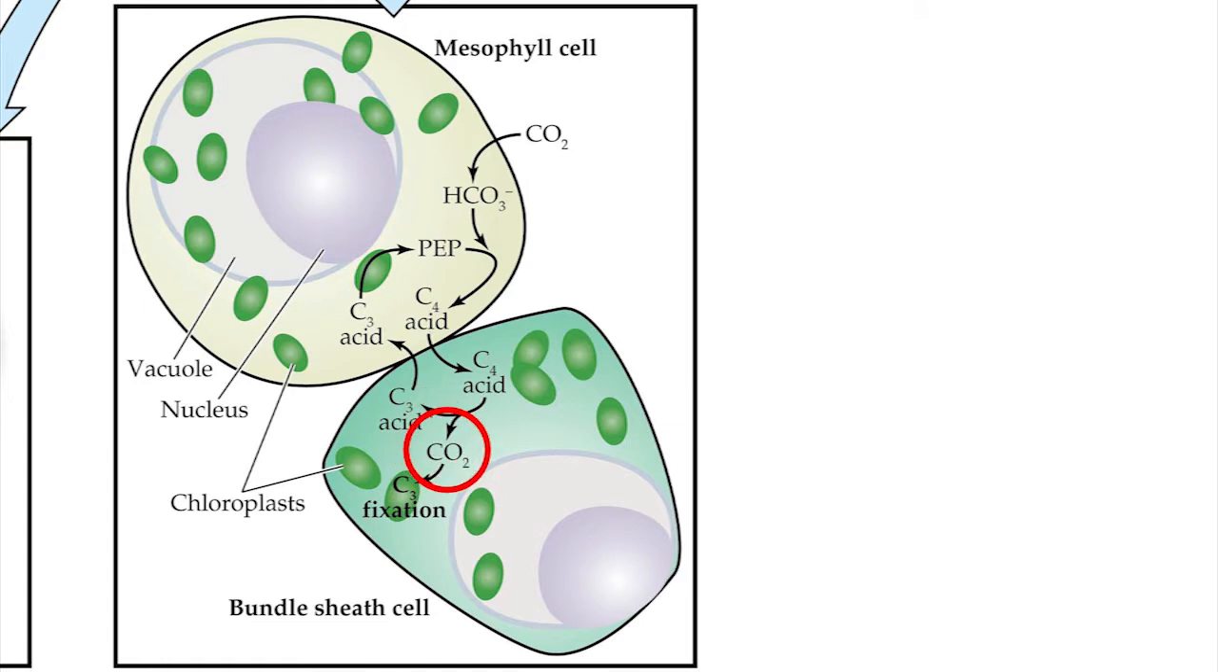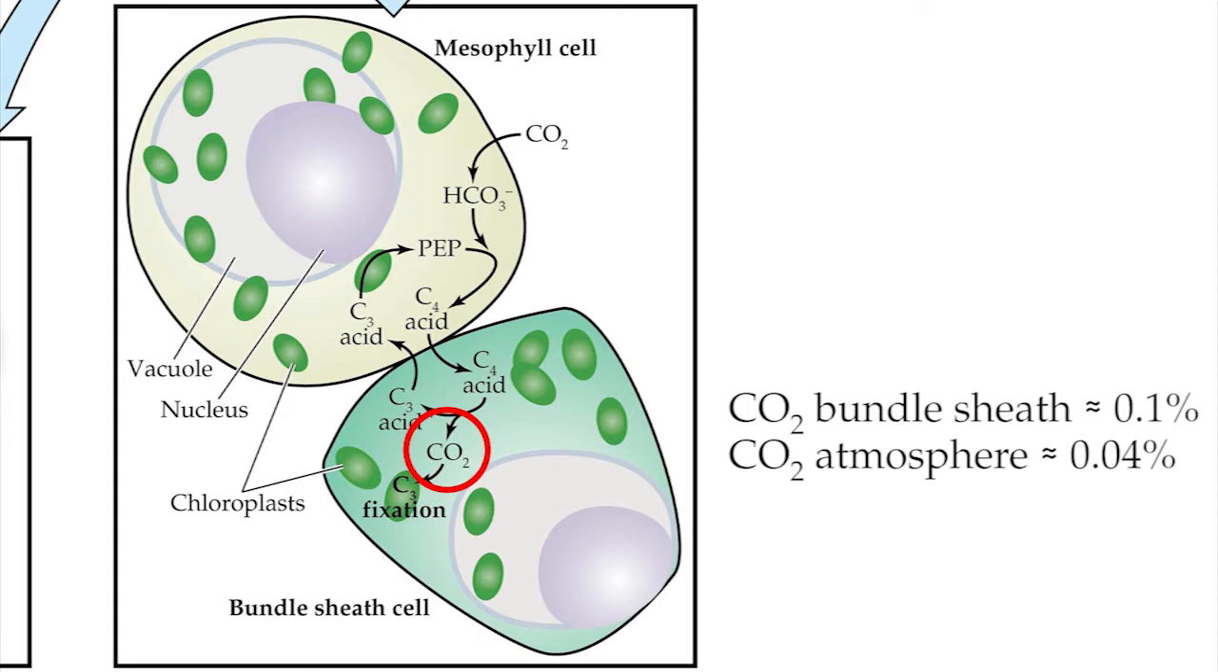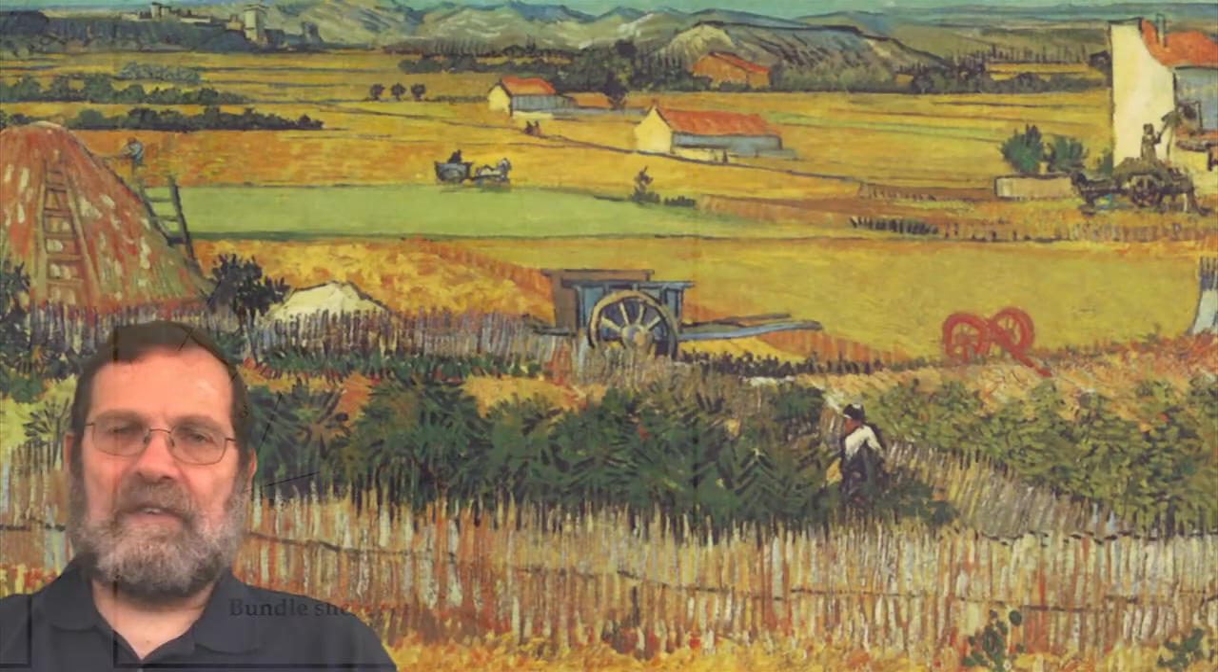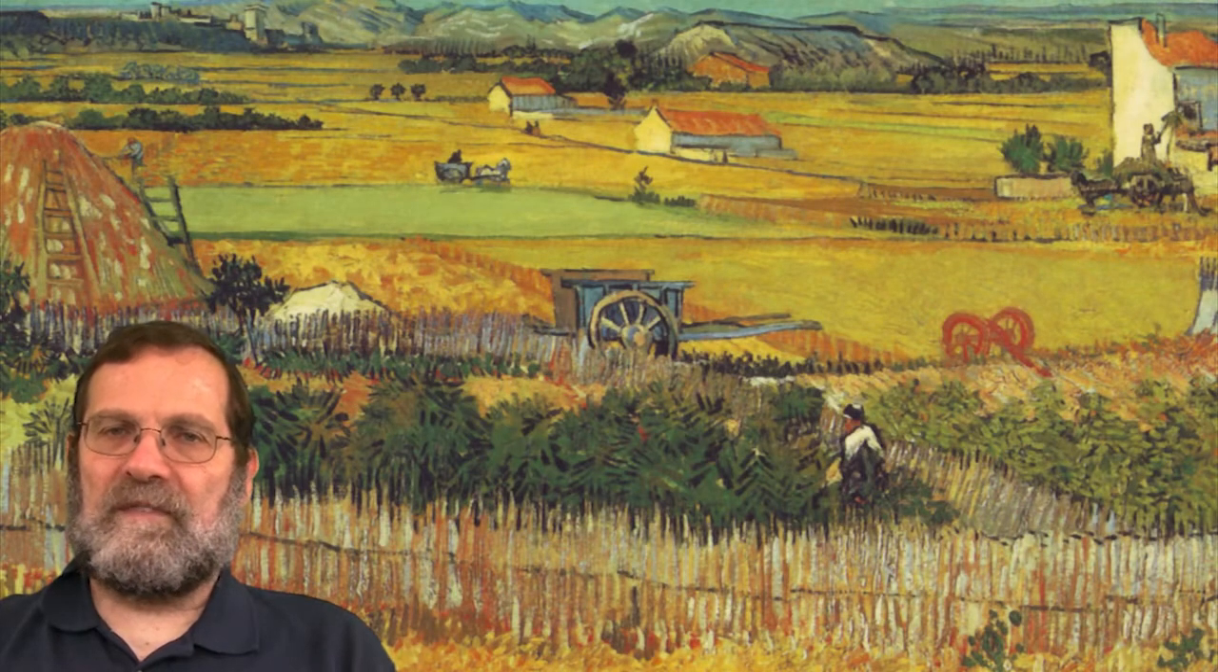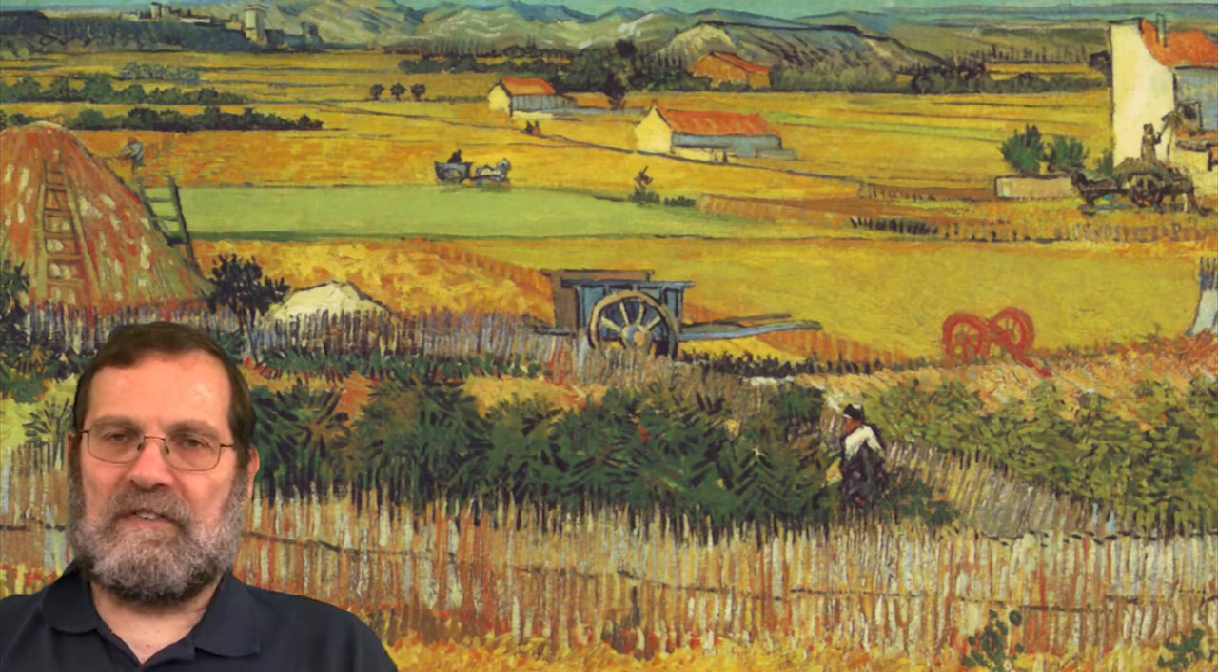This releases carbon dioxide in the bundle sheath to concentrations of about 0.1% carbon dioxide, and a standard carbon fixation via rubisco proceeds in bundle sheath chloroplasts with negligible photorespiration. Costs versus benefits of C4 carbon fixation depend on environmental conditions.